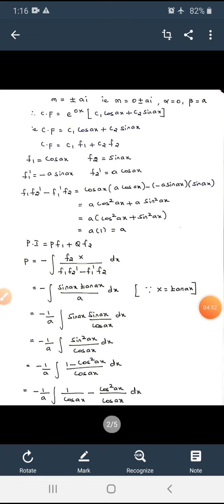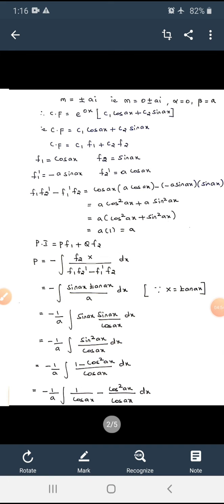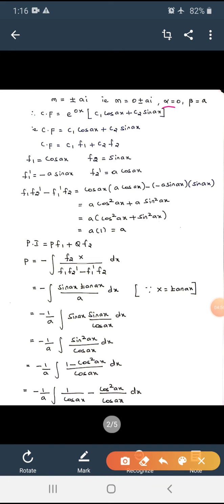So here we are substituting alpha is 0 and beta is a. If you substitute, we get e power alpha x, so e power 0x into c1 cos beta x plus c2 sin beta x. We have substituted the alpha and beta values. We know that e power 0x value is 1, so we get the complementary function as c1 cos ax plus c2 sin ax.